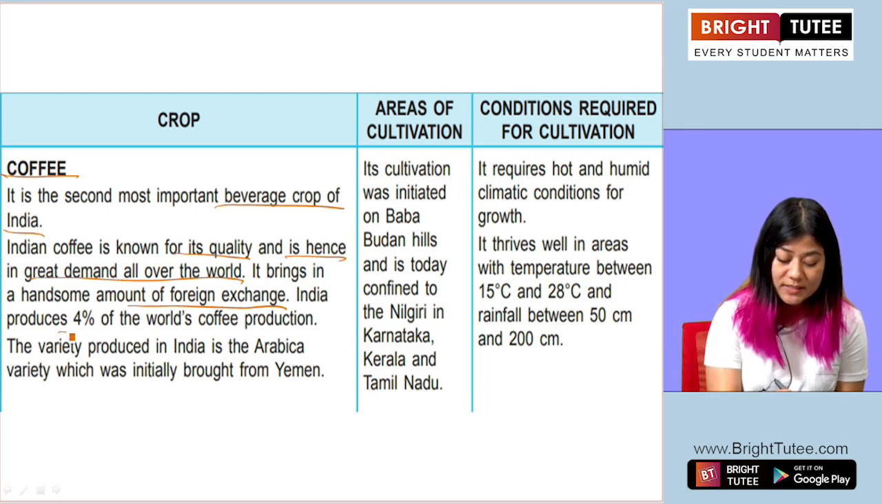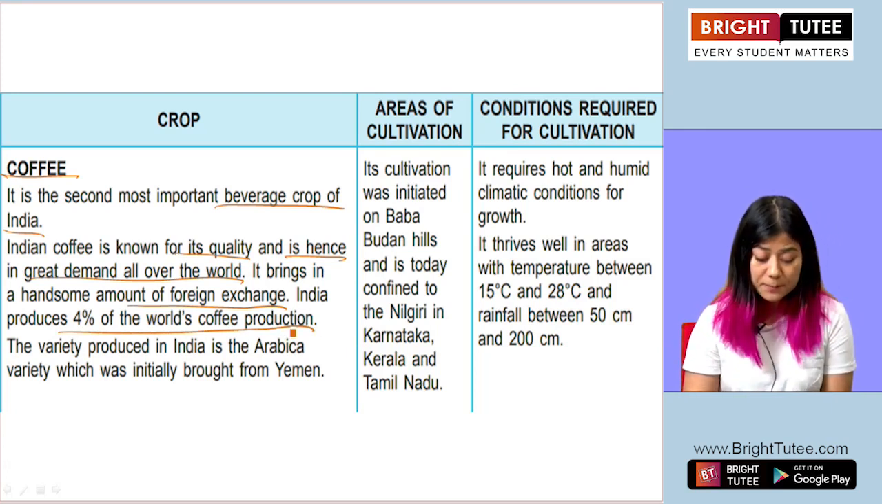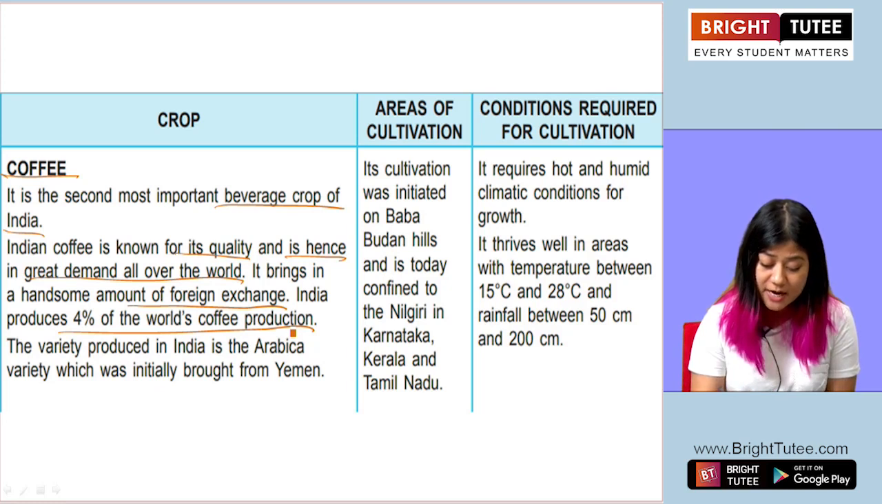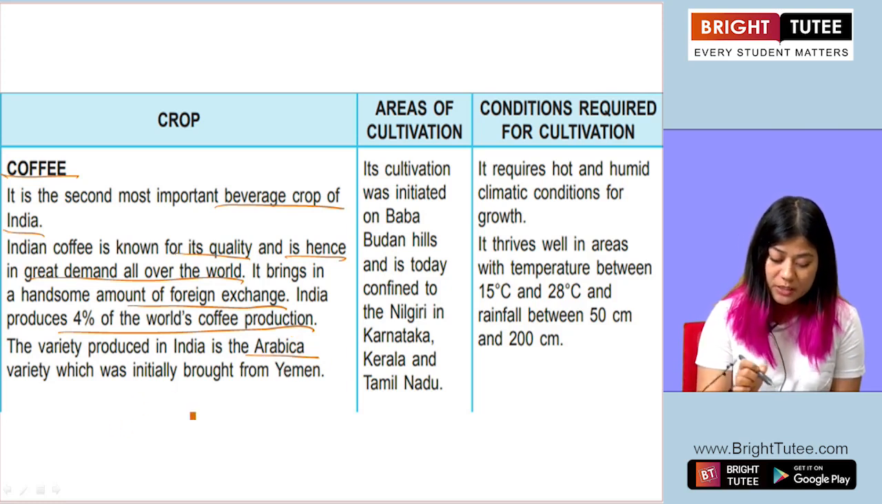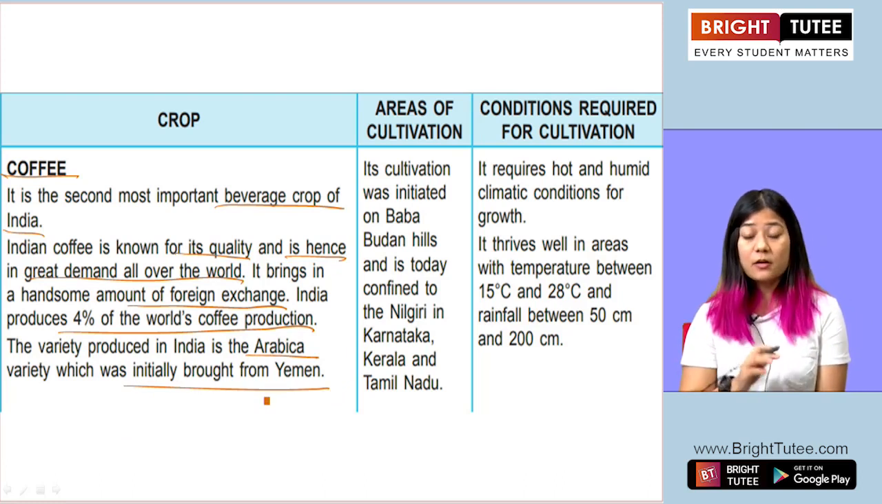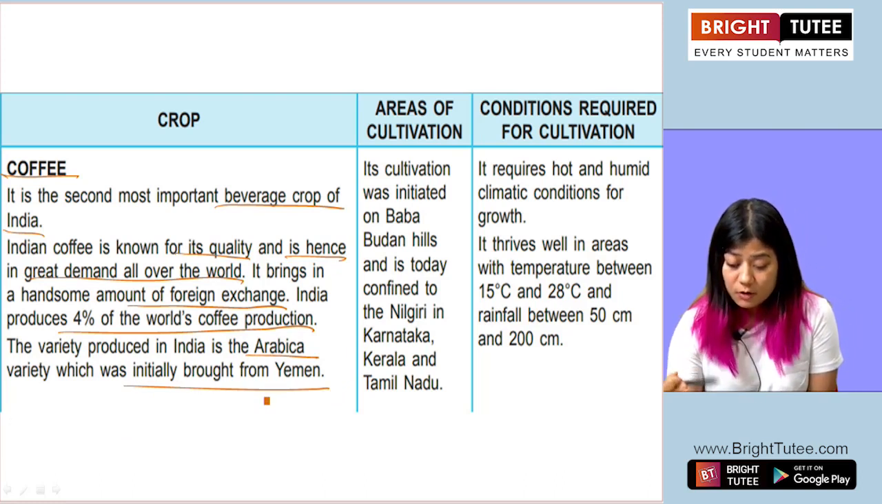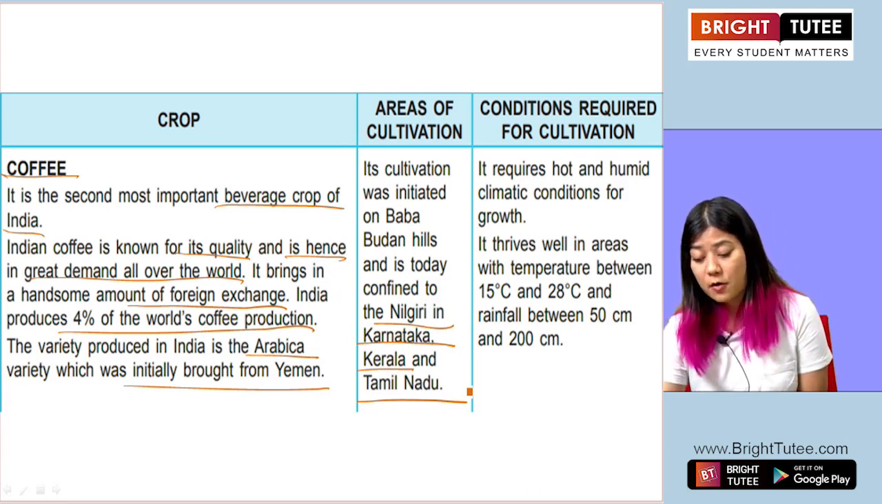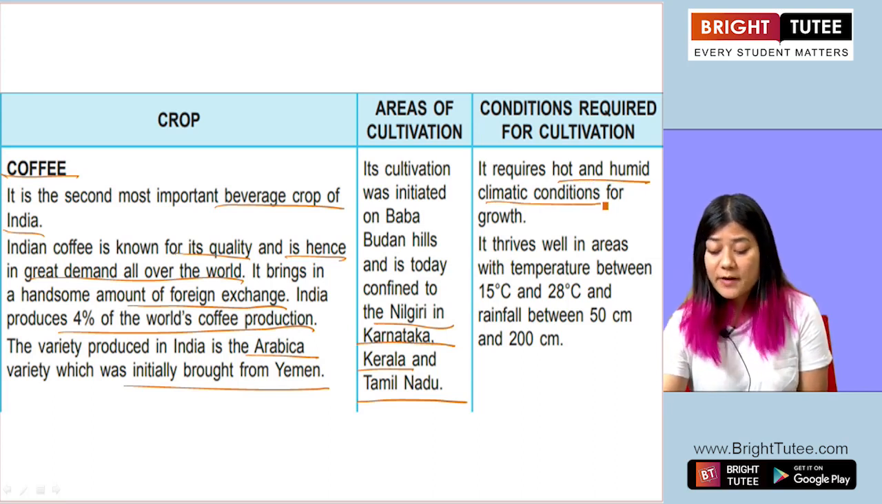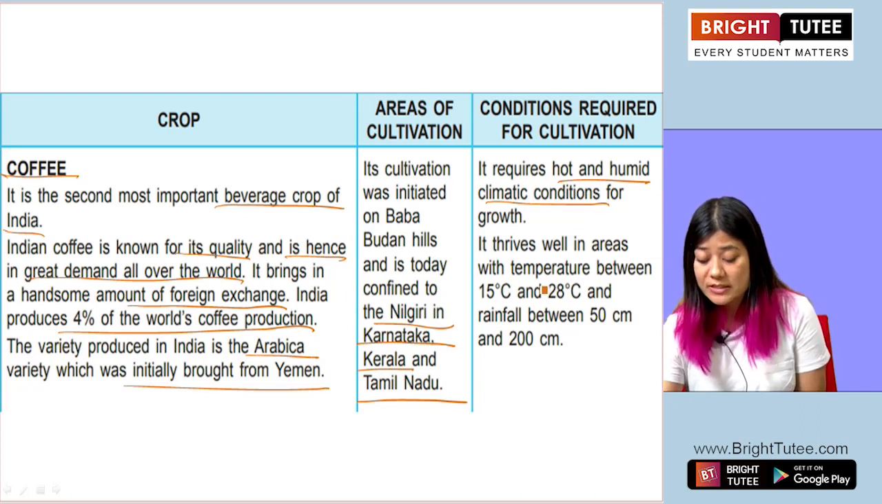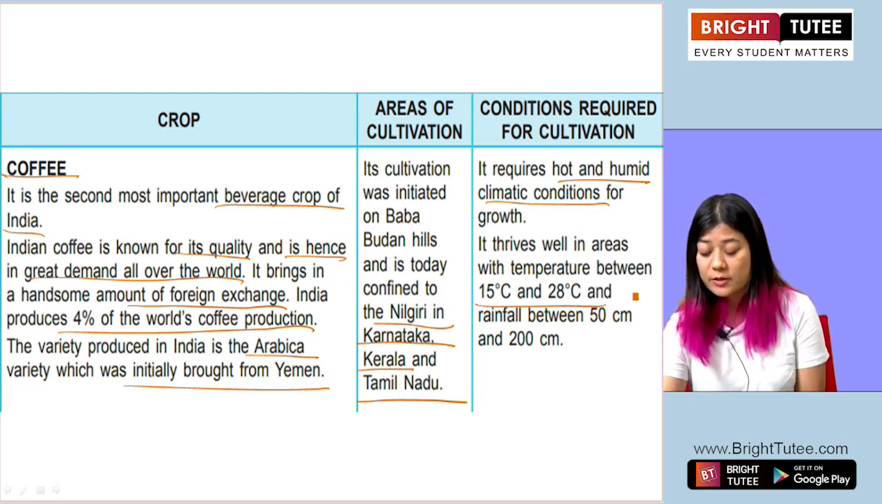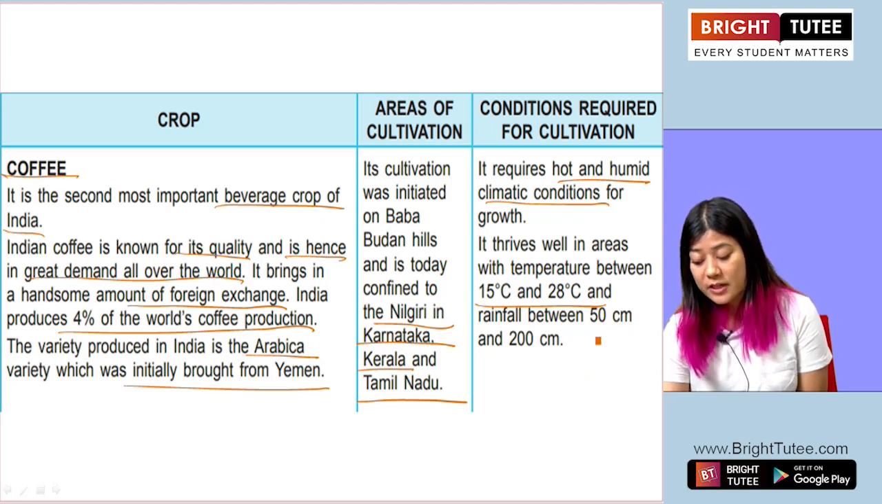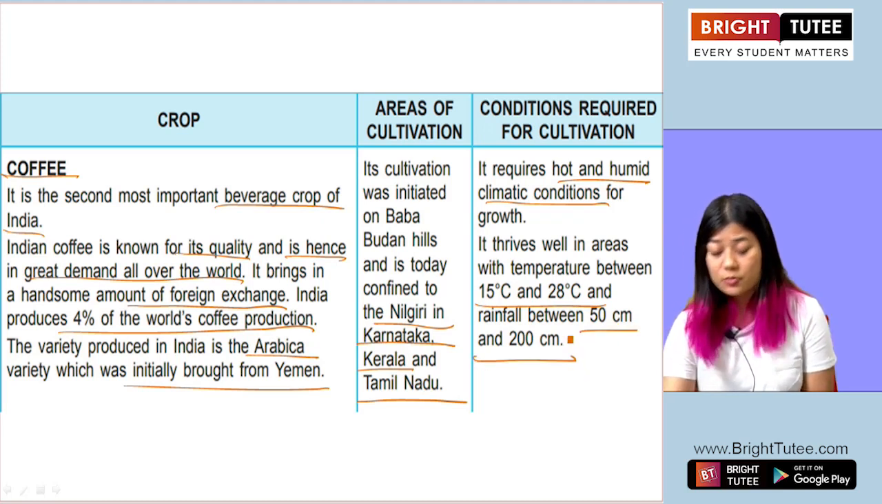India produces 4% of the world's coffee production. The variety produced in India is the Arabica variety, which was initially brought from Yemen. Now, coffee is cultivated in the Nilgiri hills in Karnataka, Kerala and Tamil Nadu. The cultivation of coffee requires hot and humid climatic conditions. It grows very well in areas with temperatures between 15 degrees Celsius and 28 degrees Celsius and rainfall ranging between 50 centimeters and 200 centimeters.